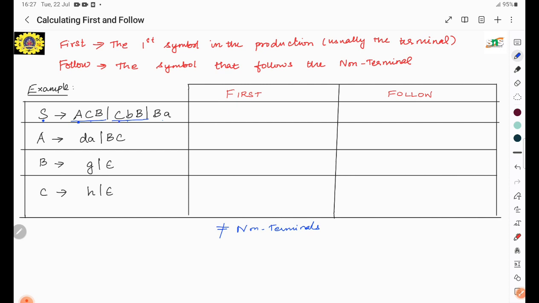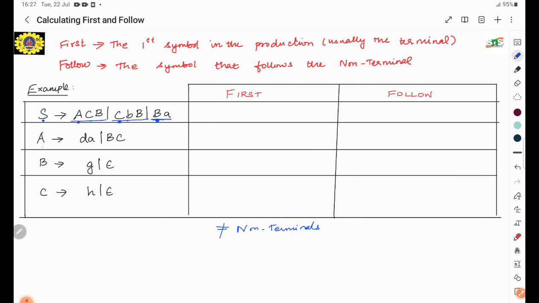We'll proceed with the next production. The first symbol in this production is capital C, which is again a non-terminal. So we'll just skip as of now and move to the next production. In the next production, the starting symbol is capital B. So capital B cannot be directly written. So we'll skip as of now and move to the next step.